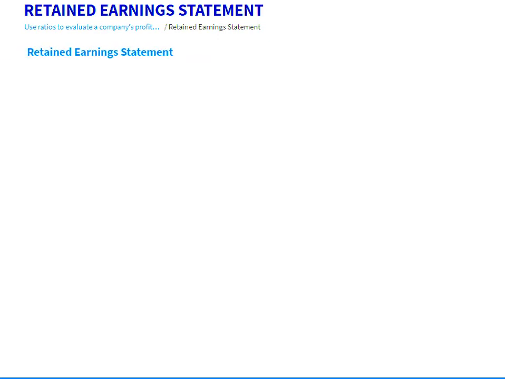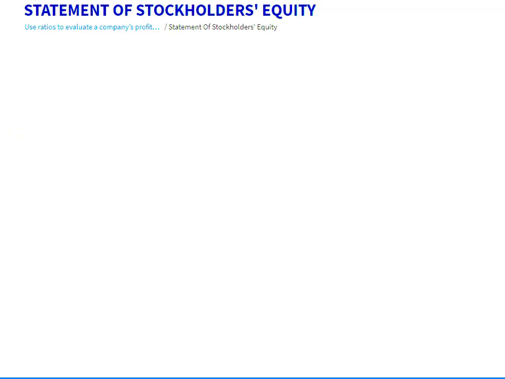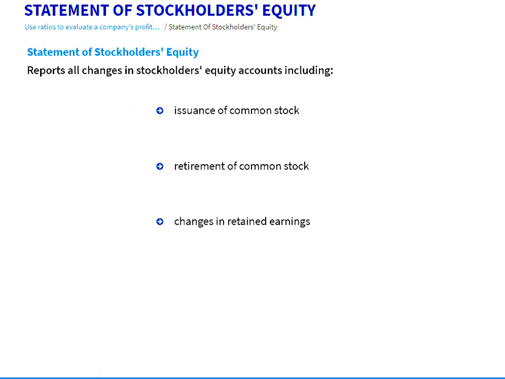Retained earnings statement describes the events that caused changes in retained earnings for the period. Statement of stockholders' equity reports all changes in stockholders' equity accounts, including issuance of common stock, retirement of common stock, and changes in retained earnings.